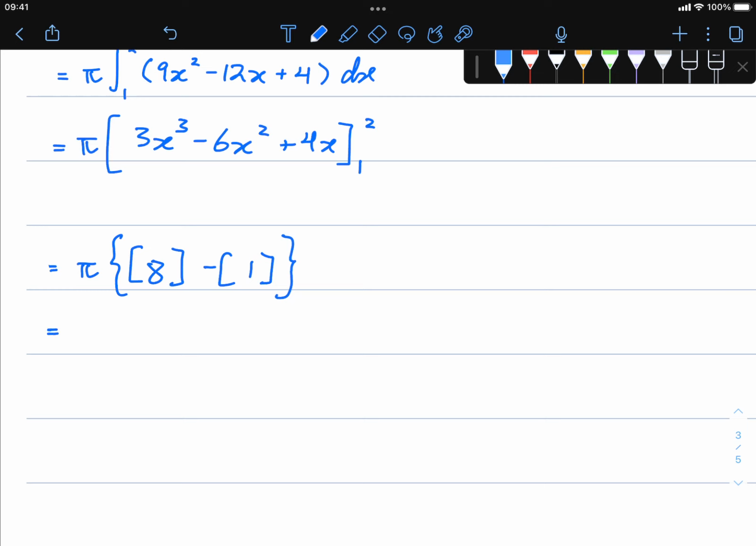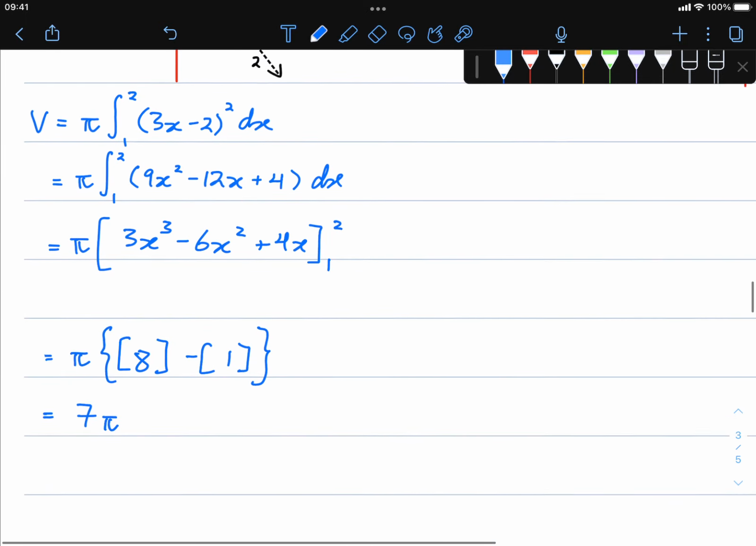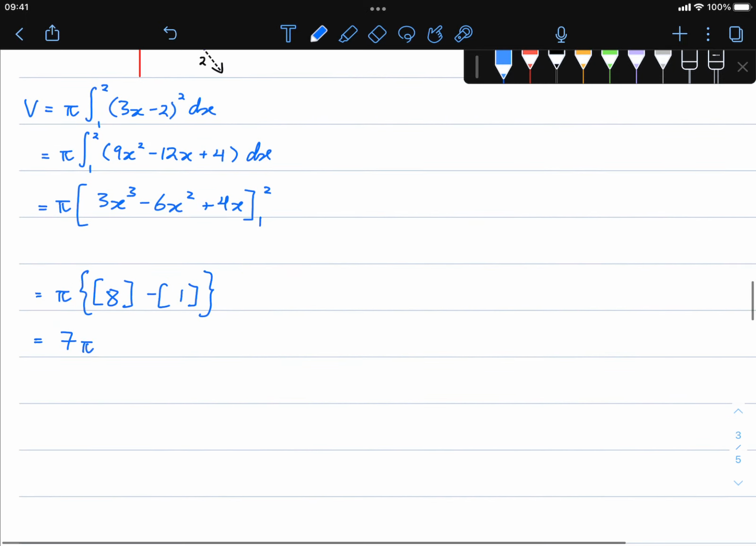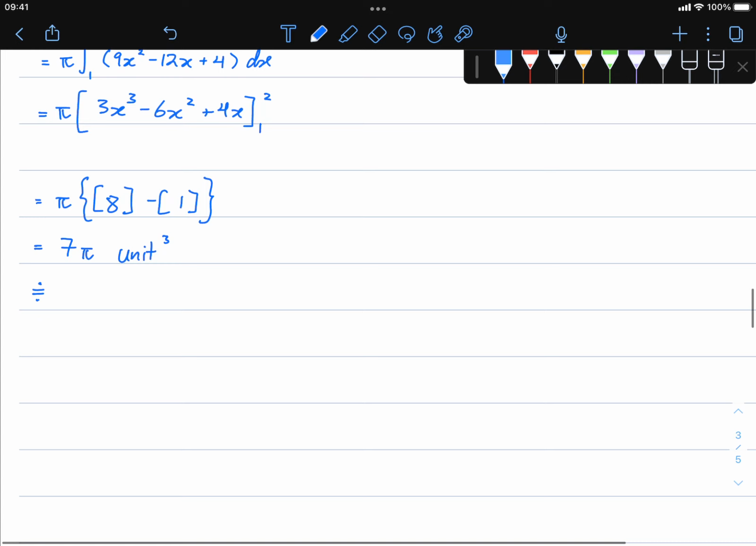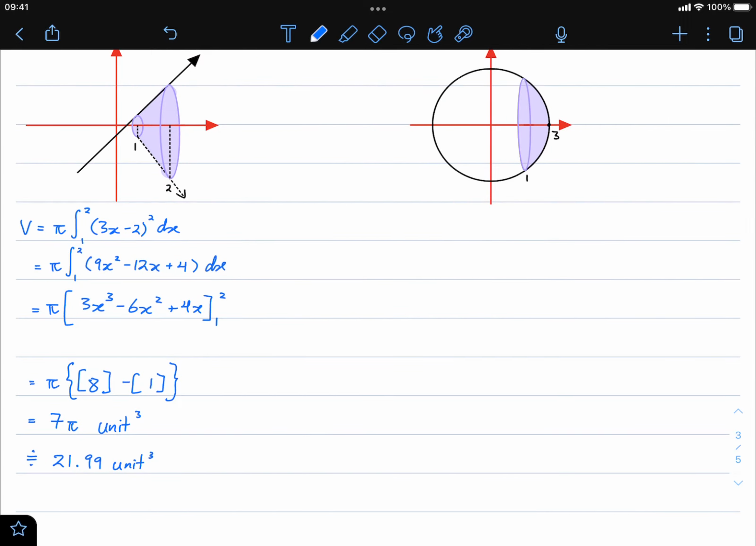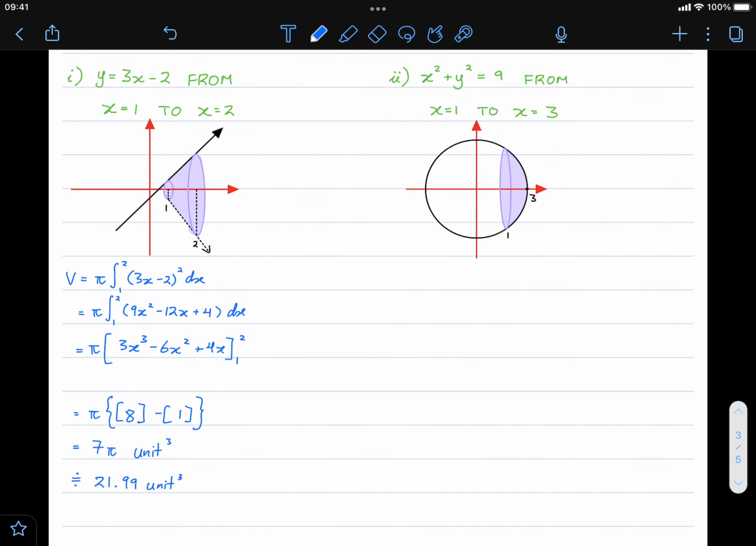And just evaluating this, 8 take away 1 is 7 times pi, and the exact volume is 7 pi units cubed. And if we would like to get an approximation, 7 pi is about 21.99 units cubed. Hope you can see that's not too difficult. It's just following the formula.